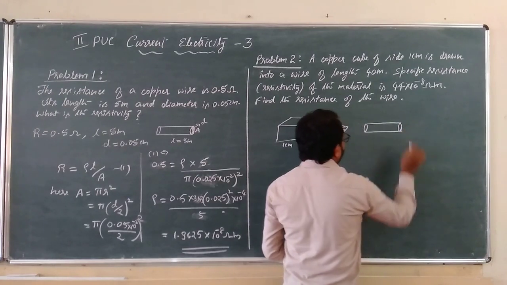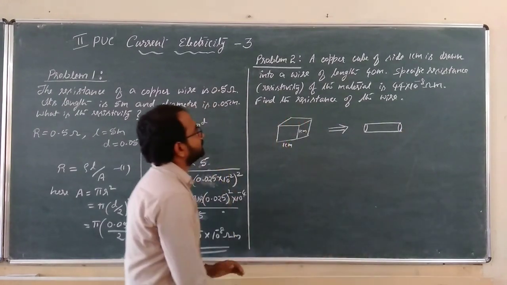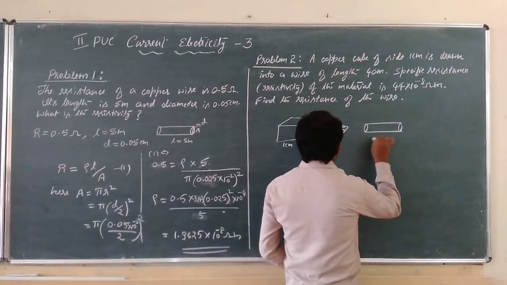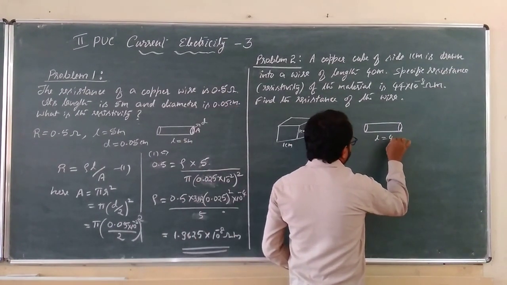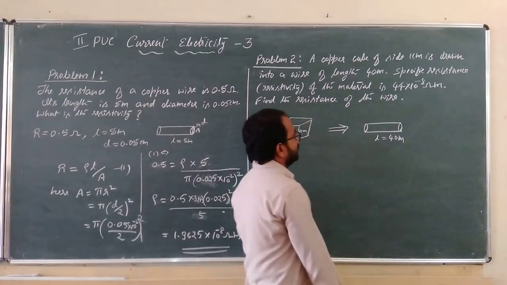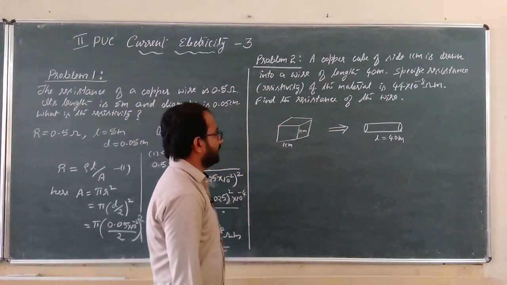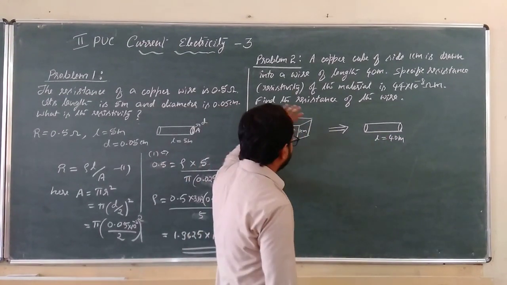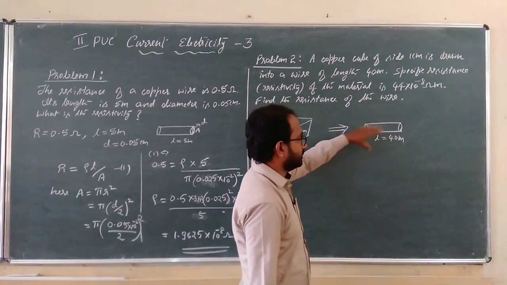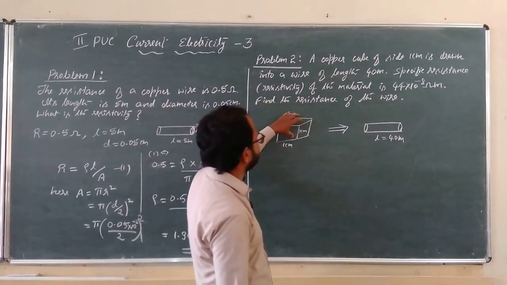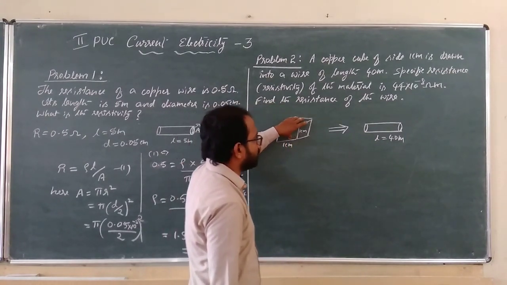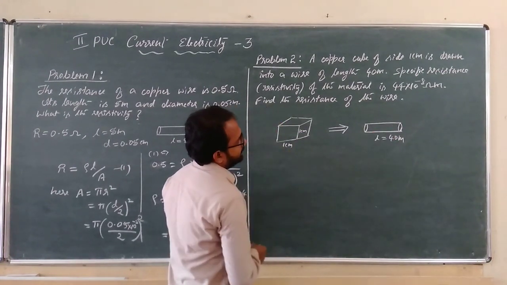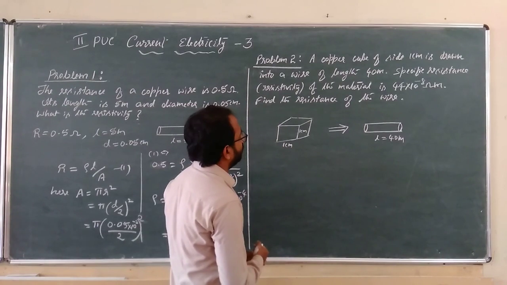A copper cube is drawn into a wire of length 40 meter. Here L is 40 meter. What is the specific resistance of the material of the copper cube or the copper wire? We are converting this cube into a wire, so it is the same material. The specific resistance, or resistivity, is given as 44 into 10 to the power of minus 8 ohm meter.